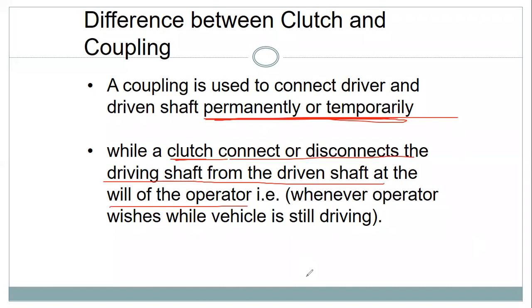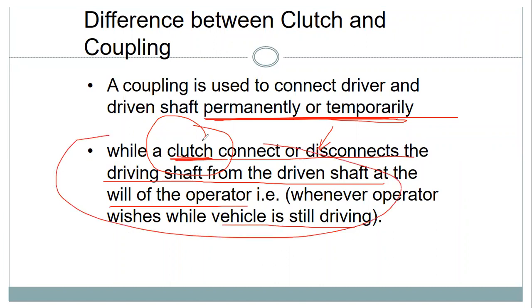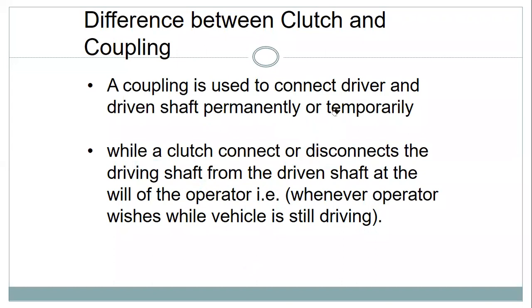of the operator. Means as soon as you press the clutch, what will happen? The driver and driven shaft will disconnect. But as soon as you release the clutch, the driver and the driven shaft will connect and the vehicle will start driving. So here everything is temporary. But in coupling, the driver and driven shaft are connected permanently. Right? So that is the difference between the clutch and the coupling.